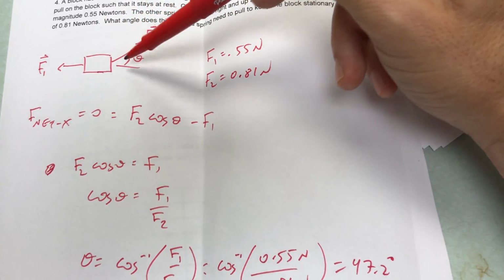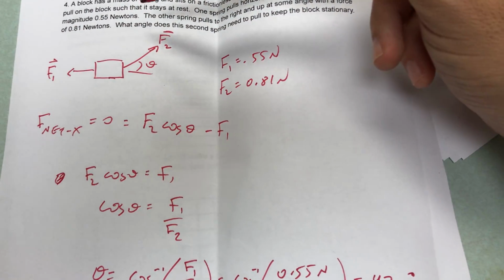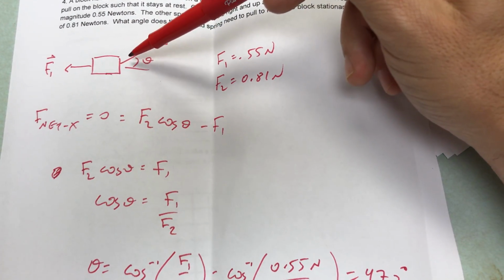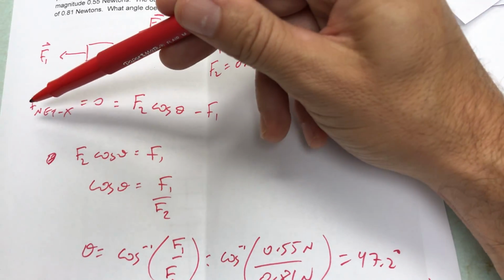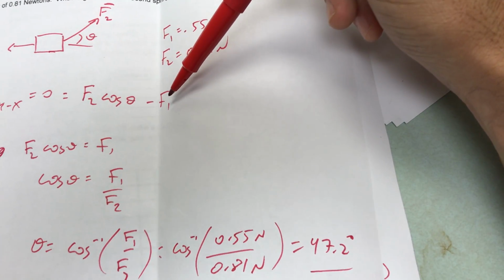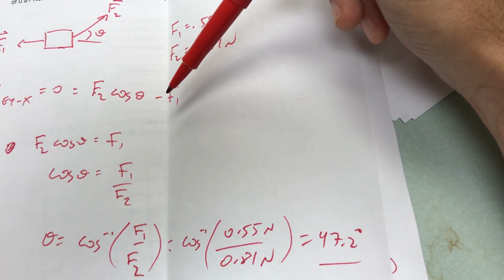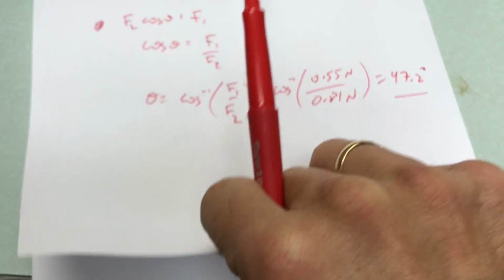So I know the x components of the forces have to be equal. So I know that one is 0.55 newtons, and this is 0.81 times the cosine of this angle right here. So I have net force F2 cosine theta minus F1. I know F2, I know F1, I can solve for theta. Boom, boom, boom, 47.2. Next test.